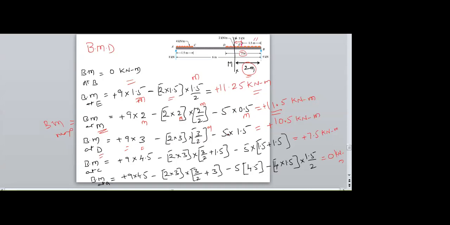And next, 5 is the point load, and its distance from the D is 1.5. Therefore, I am getting the value of 10.5 kilonewton meter. Next, I shift the section at C. Now the section is at C. Therefore, the distance of 9 kilonewtons from the C.